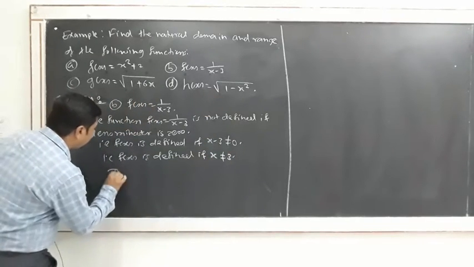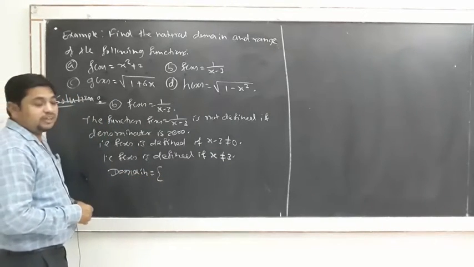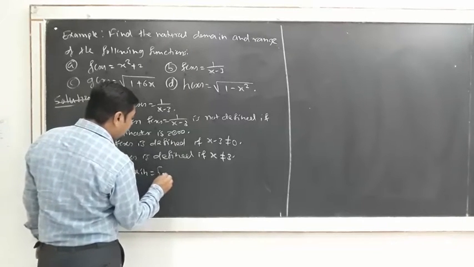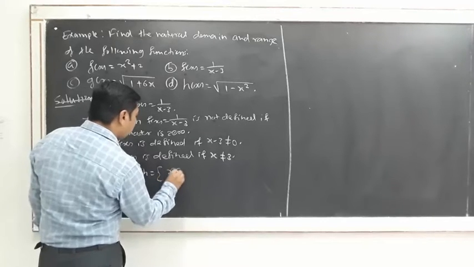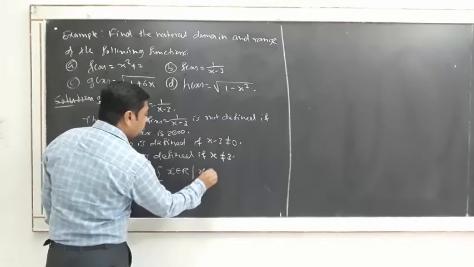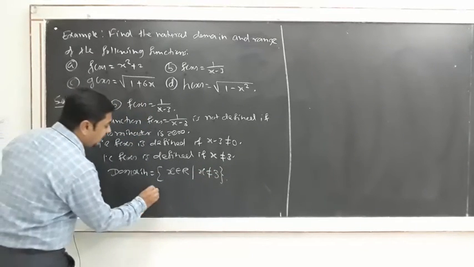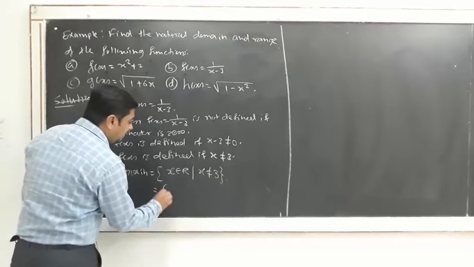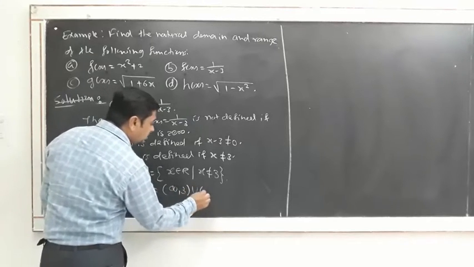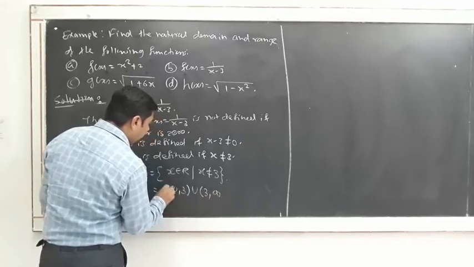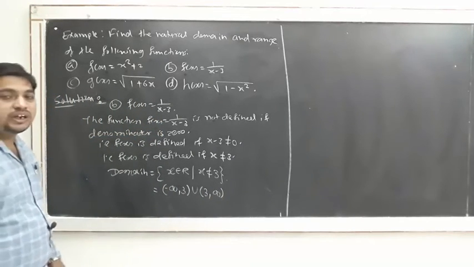And therefore, our domain is equal to all x belongs to R such that x is not equal to 3. Or you can write this set in the form of minus infinity to 3 union 3 to infinity. Okay, so this is our domain of the function.